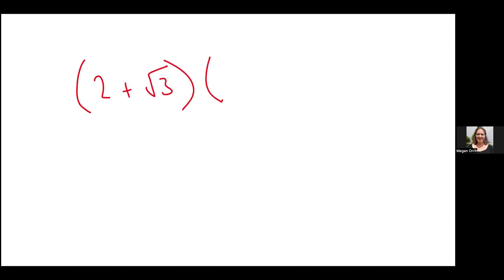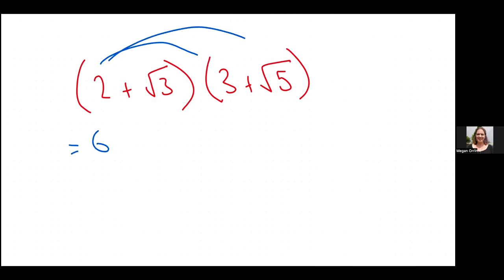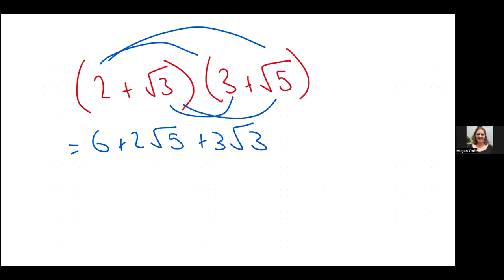Okay, let's apply this to something we're familiar with. Foil. What we're going to do is foil this now, right? So 2 times 3, 2 times root 5, 2 root 5, this one 3 root 3, and this one root 15. Can any of these be simplified? No. Can any of them be put together? No. So that's my answer. So you can foil things with surds in them, but because I don't have any like terms, there's nothing else I can do.